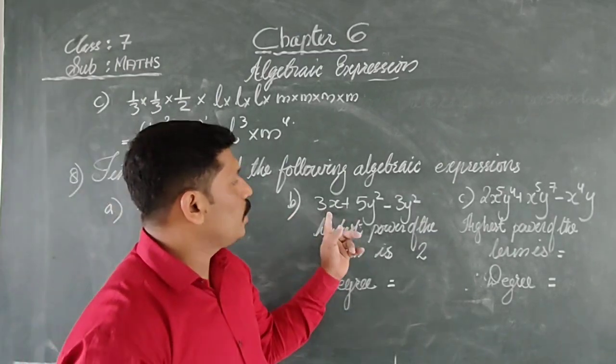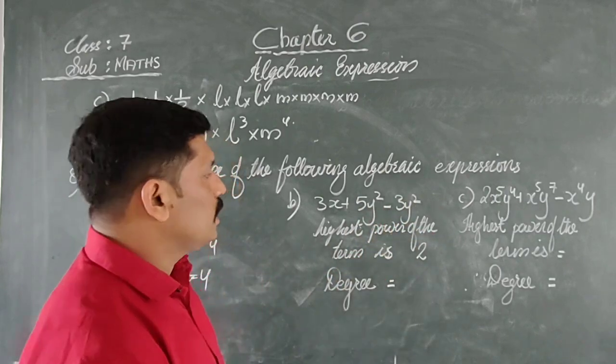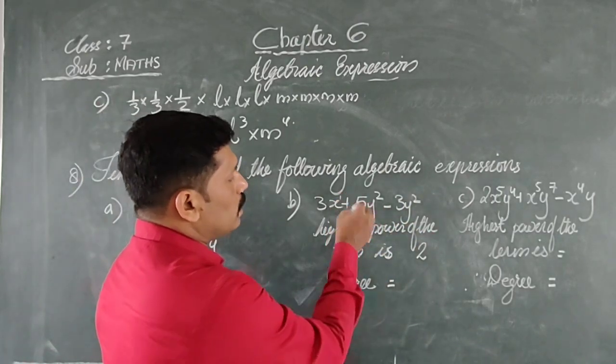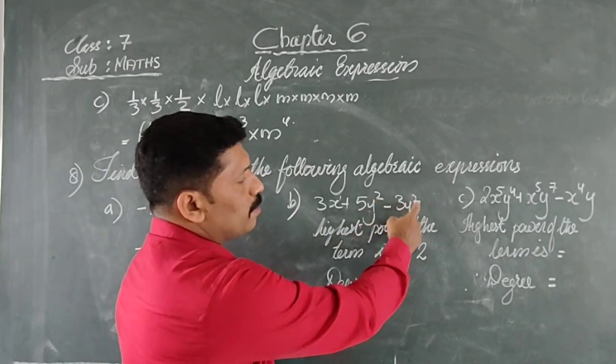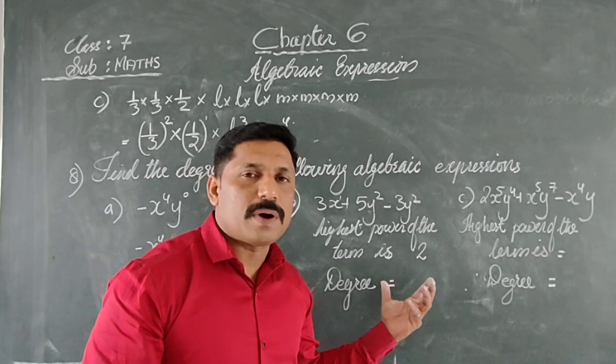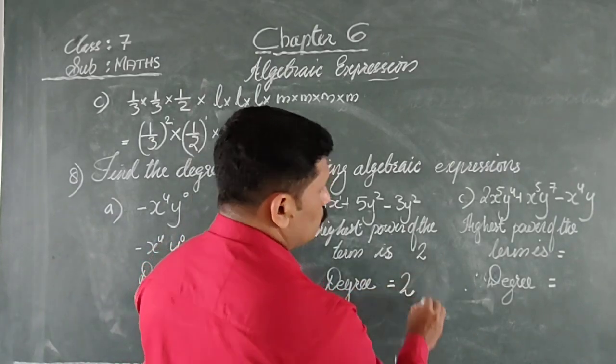Next expression: 3x plus 5y square minus 3y square. Here you can see the variable's power is 1 in this term, and in this term the power is 2, and in this term also the power is 2. So the highest power of the term is 2, therefore the degree is 2.